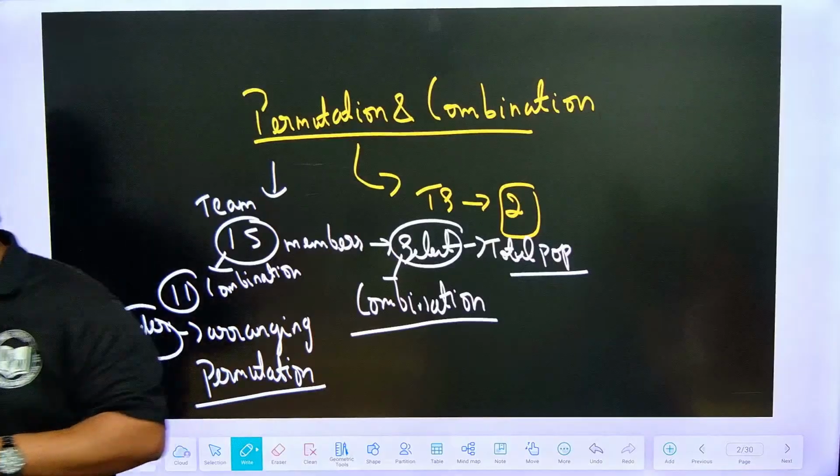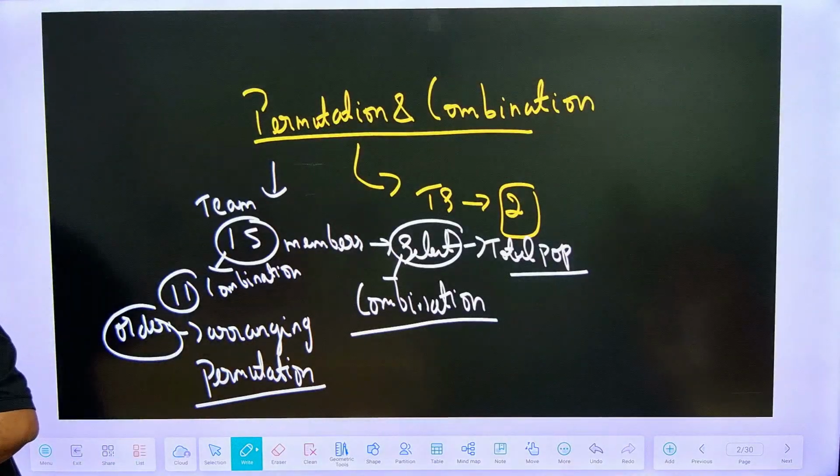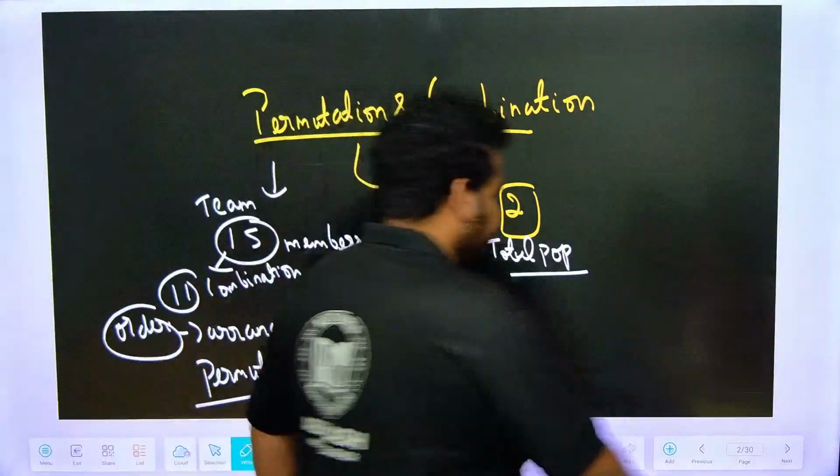Clear? Now let us get started with our core concept that is there when it comes to your EAPCET examination. Now let us start with what is permutation.